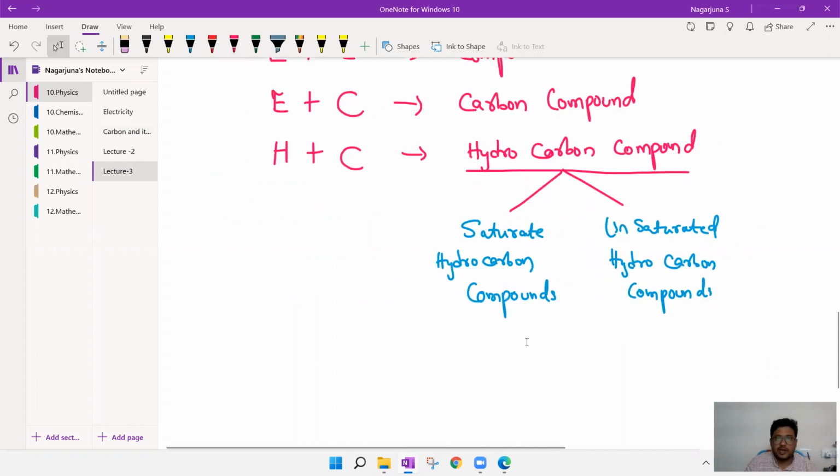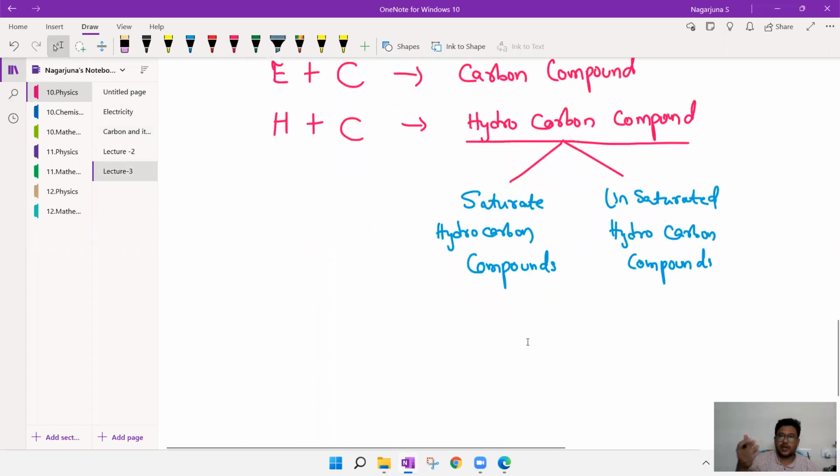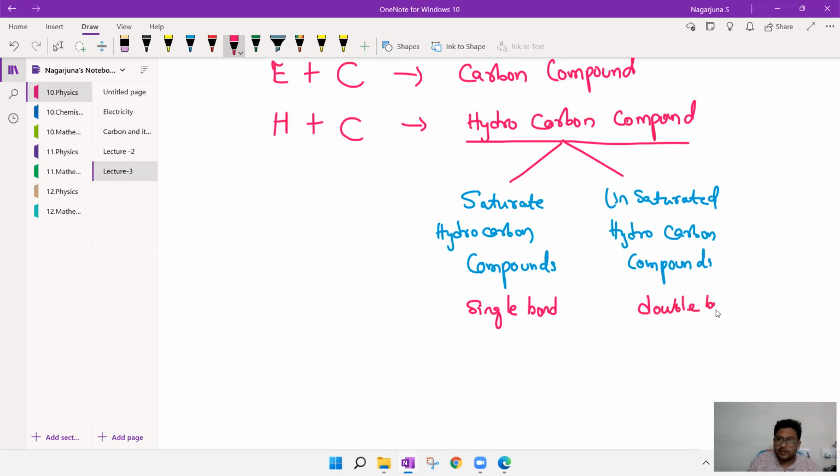Now, coming to saturated hydrocarbon compounds and unsaturated hydrocarbon compounds, what we can tell is, if you can find only single bond, that is known as a saturated hydrocarbon compound. If you find double bond and triple bond, then that is known as unsaturated hydrocarbon compounds.